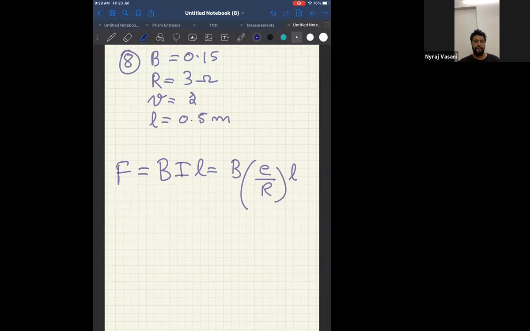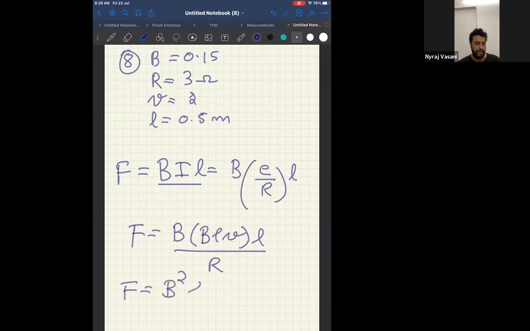Now, everyone, please look at the screen once. I'll start with the basic formula for force, BIL. This is the basic formula for force in a magnetic field, F is equal to BIL sine theta. And I substituted I as E by R. Now, can I say F is equal to B as it is, L as it is, R as it is. Now, instead of E, can I substitute BLV? Because I know that E is equal to BLV from this chapter itself. Now, can I write F is equal to B square L square V upon R?